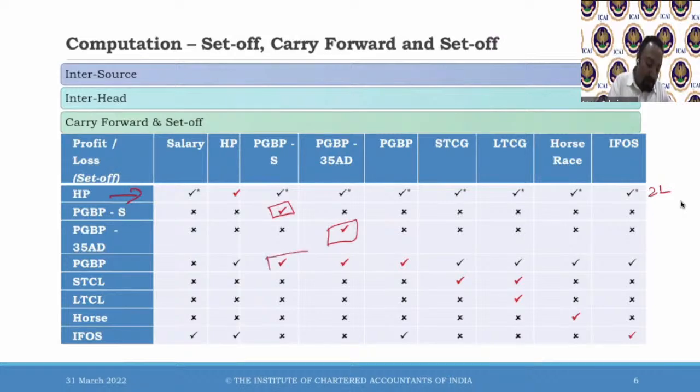Not all 3, that is inter-source. For inter-head also, it is allowed across the division. Only thing which is not allowed is what? Only thing what is not allowed is PGBP.